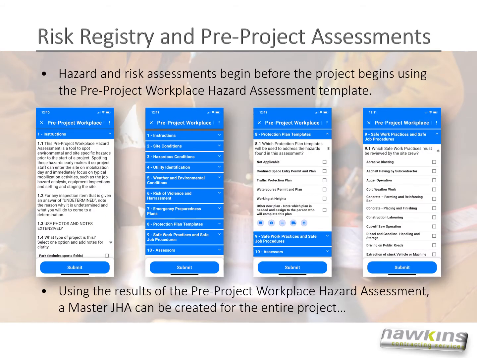Hazard and risk assessments begin before the project begins using the pre-project workplace hazard assessment template. The template flows in a way where it ends with safe work practices, safe job procedures, and work protection plans, if required, being assigned to that project. Using these results of the pre-project workplace hazard assessment, a master JHA can be created for the entire project.